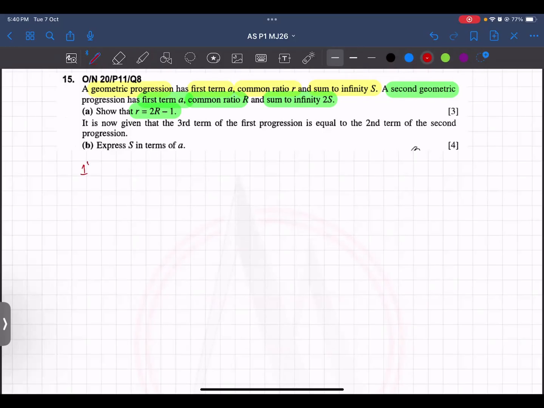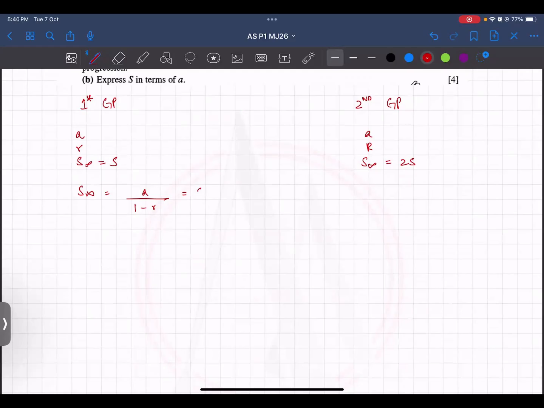So we have the first GP and we have the second GP. Always write down all of the things that you know. A, r, and sum to infinity is S. And over here, A is A, r is capital R, and sum to infinity is 2S. The formula for sum to infinity is A upon 1 minus r. A is A for the first GP, r is small r for the first GP, and sum to infinity is S. So A upon 1 minus r is equal to S. We have formed one equation.